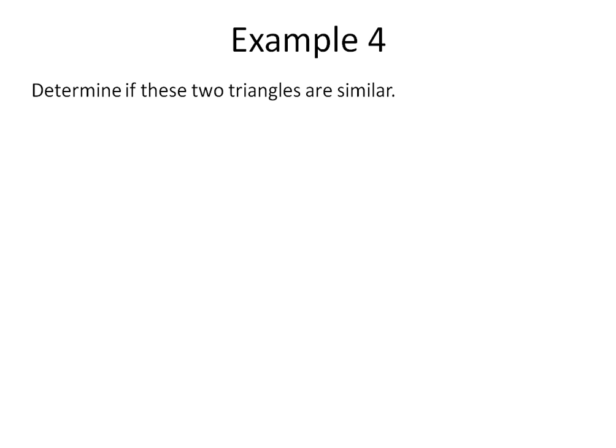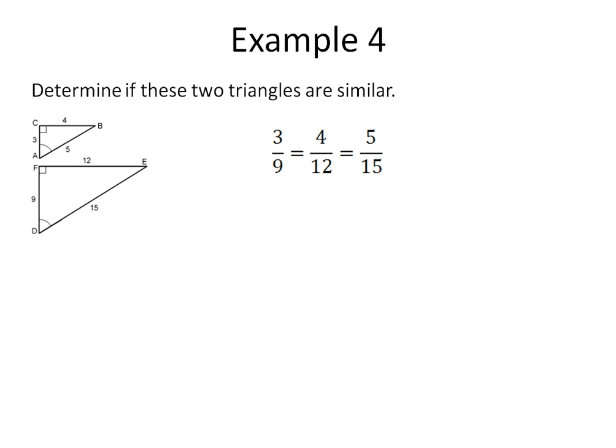Okay. Example 4, they want us to determine if these two triangles are similar. So they gave us two triangles. One's a 3, 4, 5 triangle, so we know that's already a right triangle. The other one's a right triangle, but we need to know if it's in proportionality to the other one. So what we do is we simply go with this.